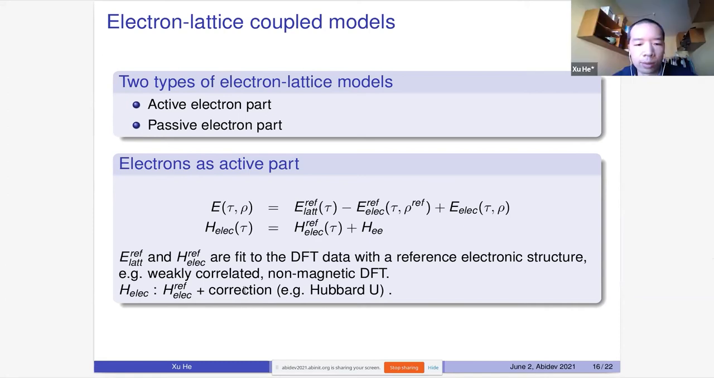Okay. Then we could add some correction to it, for example, a Hubbard U correction. Then we have the final energy expression, which, because the reference electronic energy is already counted here, we subtract, and then we could have the total energy.